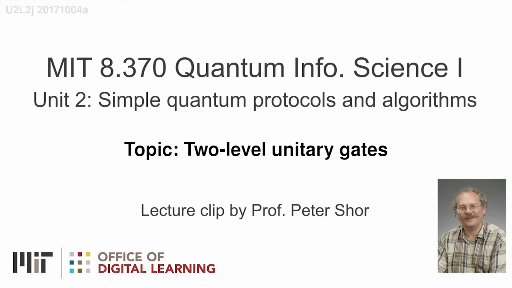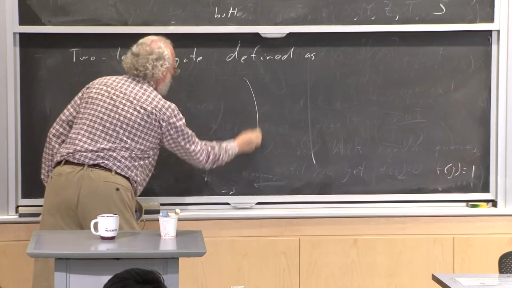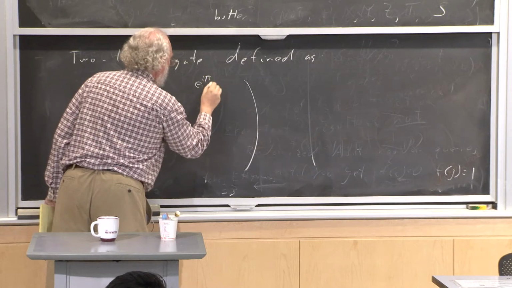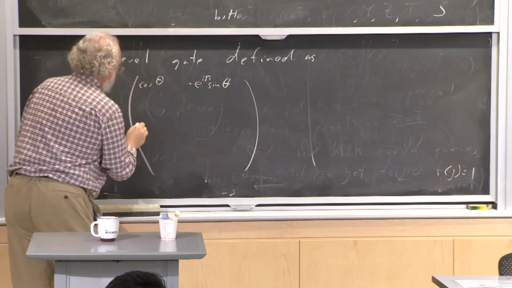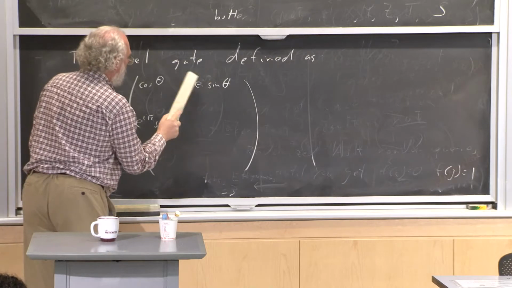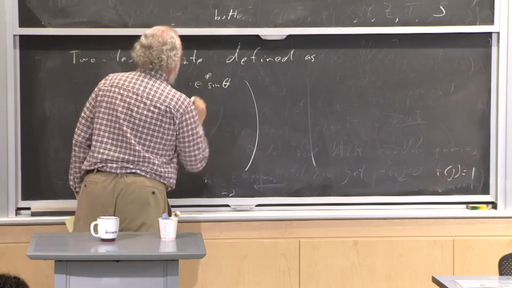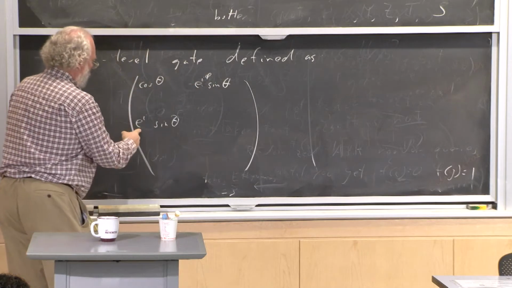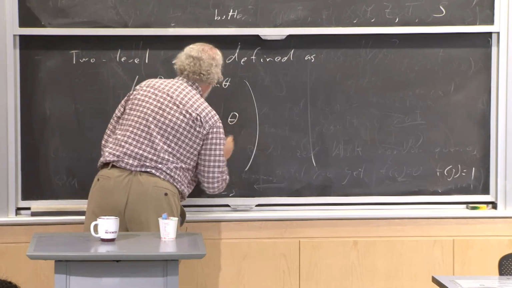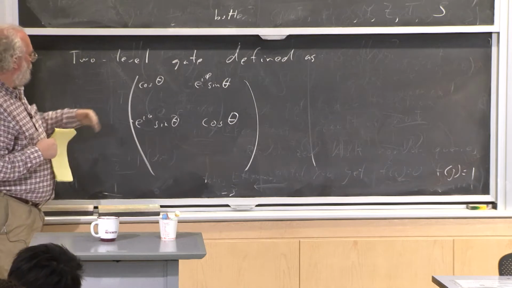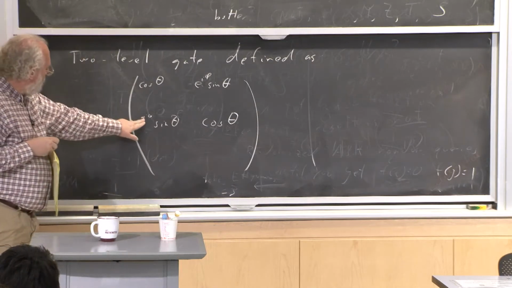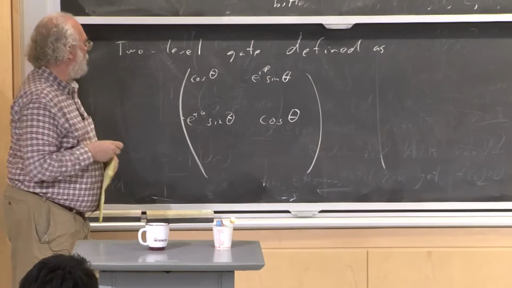A two-level gate defined as cos theta, e to the i phi sine theta, or e to the i pi sine theta. I want this to be minus cos theta. So I want these two columns to be orthogonal, which I think means a minus e to the minus i phi sine theta.